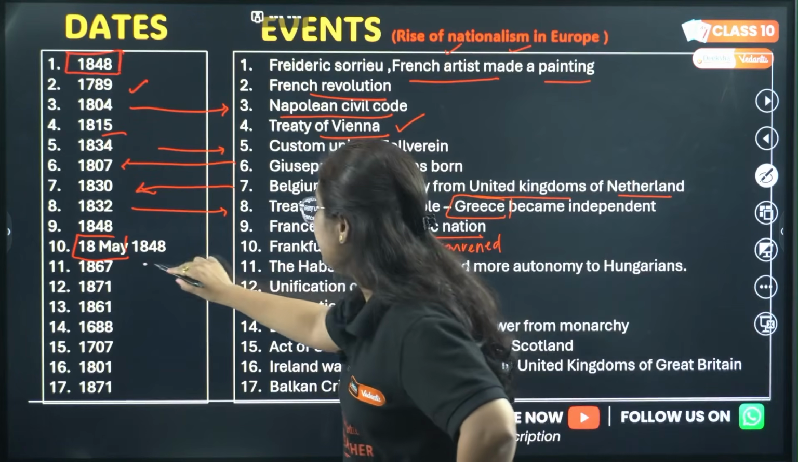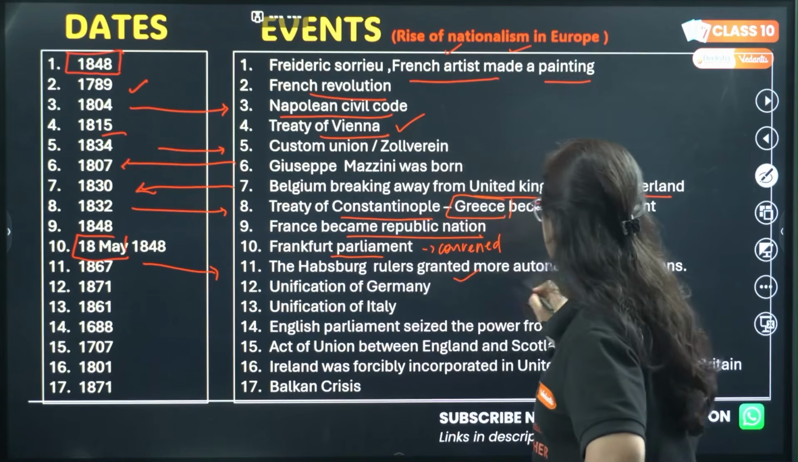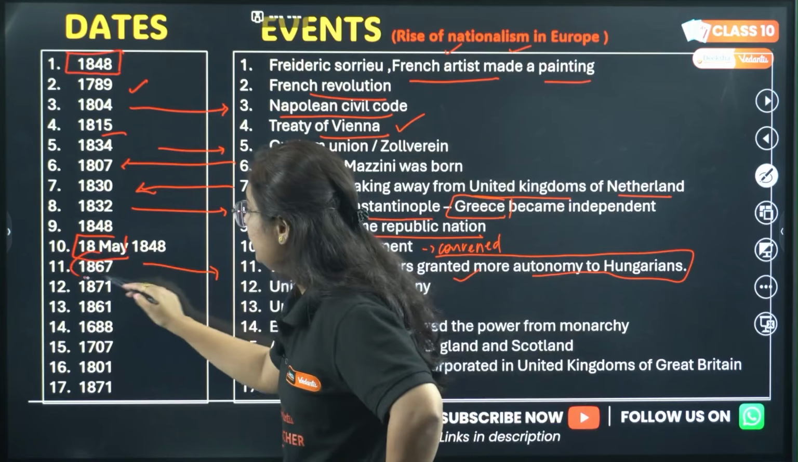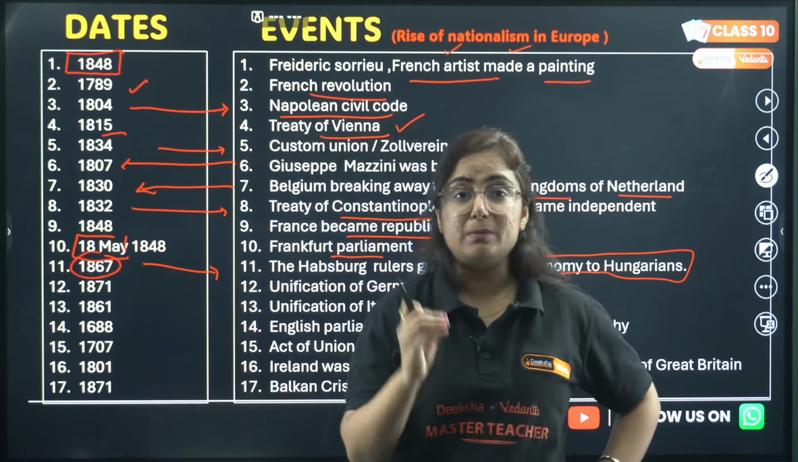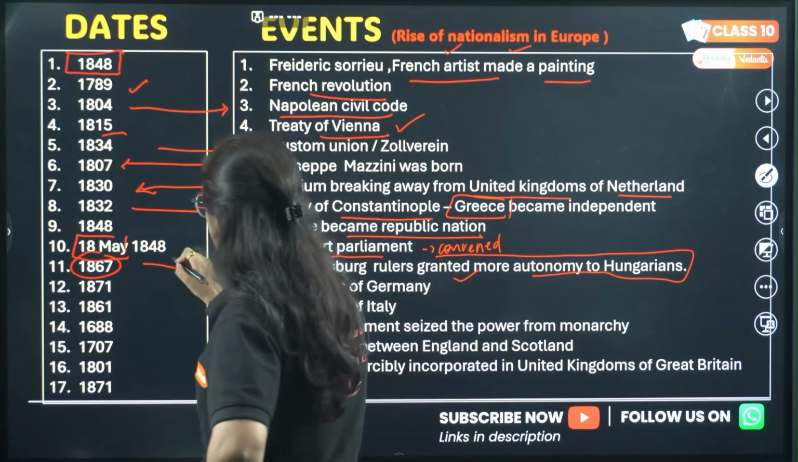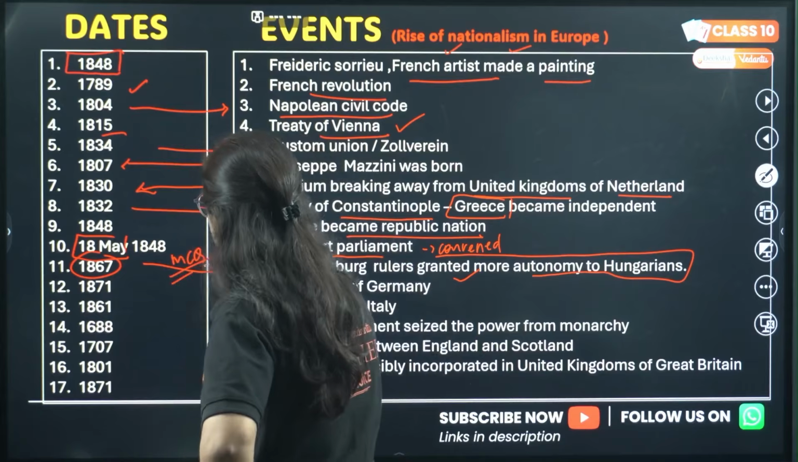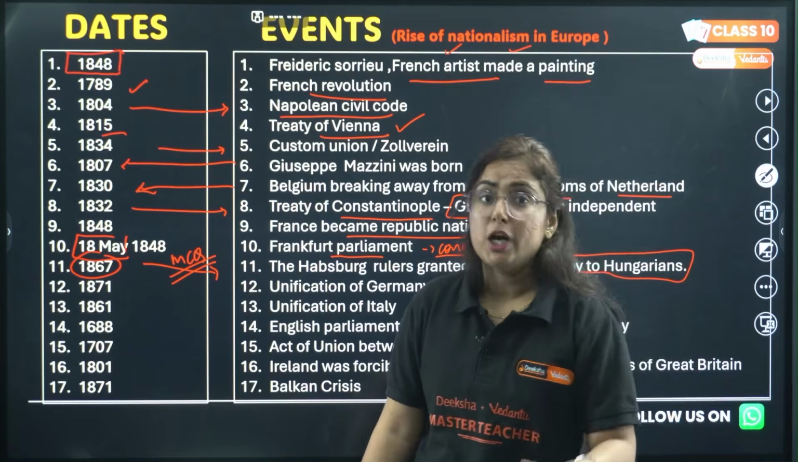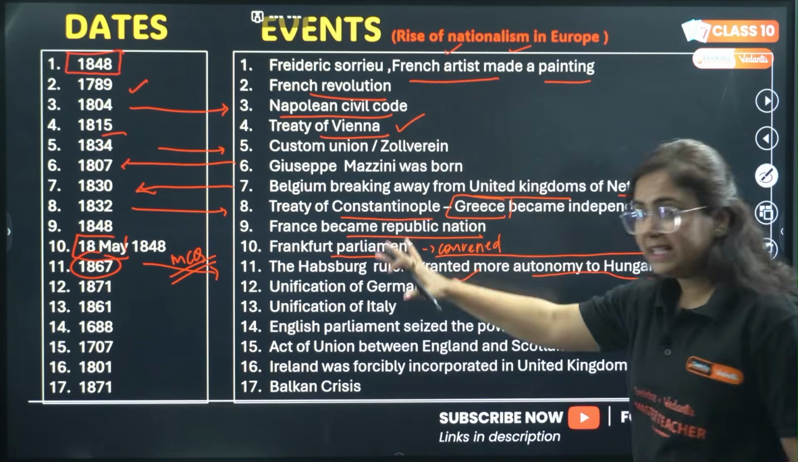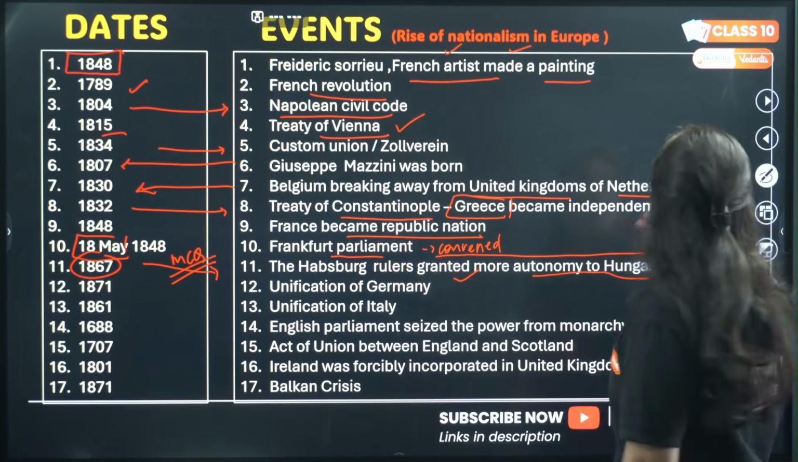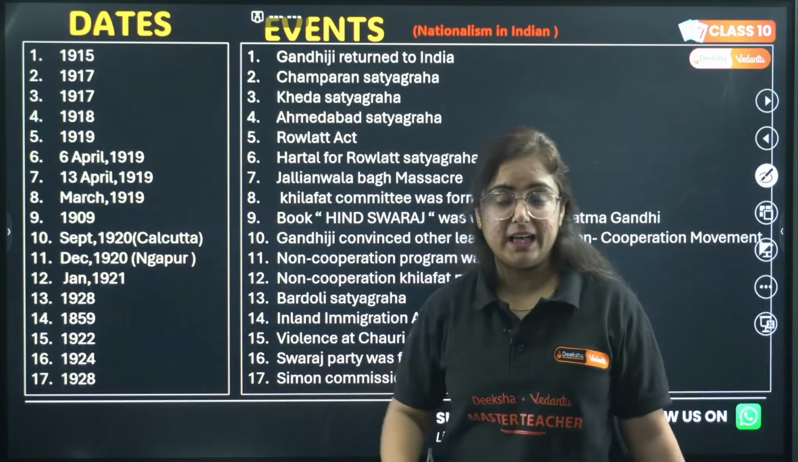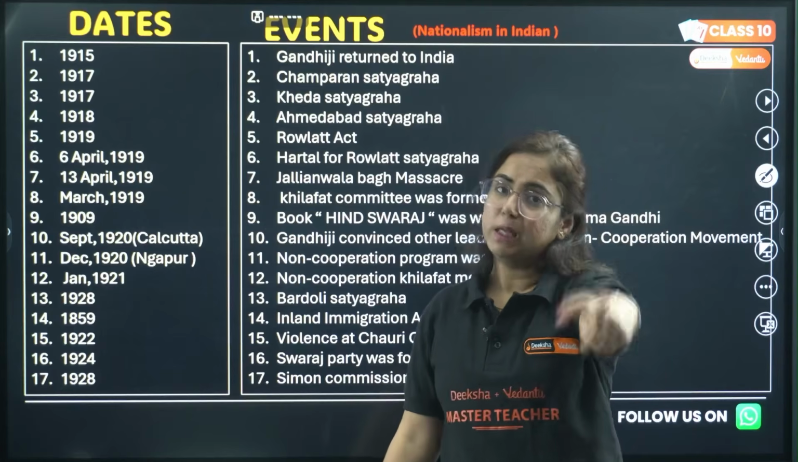Then we have in 1867, Habsburg ruler granted more autonomy to Hungarians, and this one particularly this date we sometimes skip, but do you know, I was checking certain MCQs and this is being asked repetitively by our CBSE board. Okay, so you can see all these dates, analyze how question can come from here, make a timeline, revise it again and again, so that this will be helpful for you.